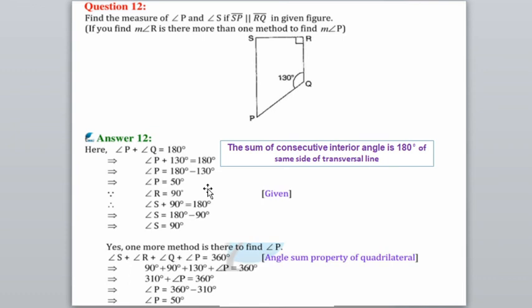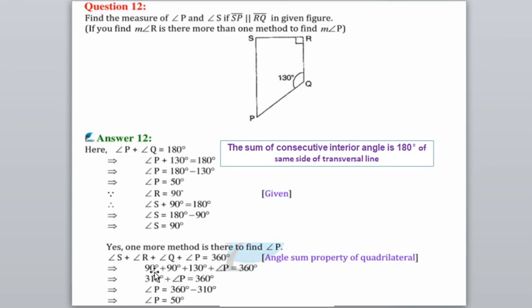So now yes, one more method is there to find angle P. Which method? We know that it is a figure with four sides and four angles, and if four sides are present, it means it is a quadrilateral, and to find out the measure in the quadrilateral, we have the formula, that is angle sum property of a quadrilateral. It means the addition of all these angles equals 360 degrees. So that is angle S plus angle R plus angle Q plus angle P equals 360 degrees.